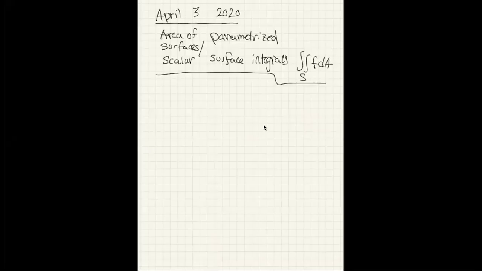Okay, so today I hope is going to be our last day of doing these parametrized surfaces because we have a lot more things to do this semester, a lot of really fun things.